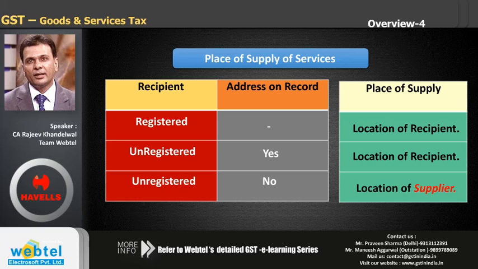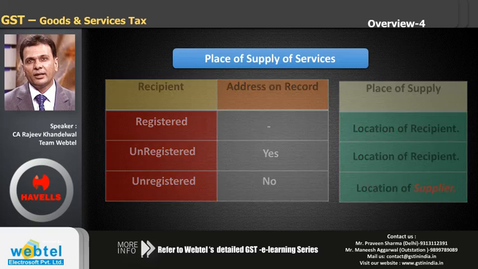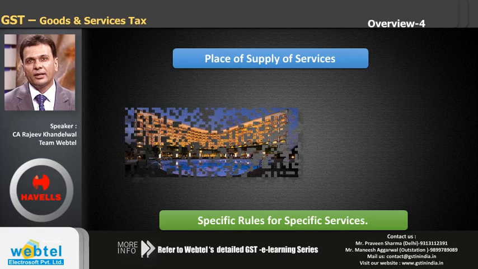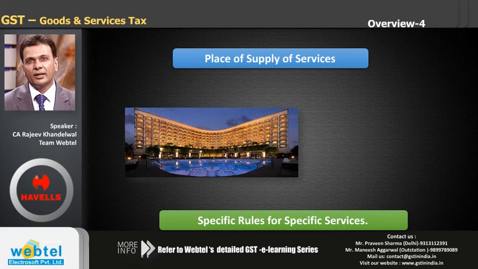And this was only the general rule. For specific services, there are specific rules. Like in the case of a hotel, the place where the hotel is located will be the place of supply. So a hotel situated in the state of Maharashtra, let's say Mumbai, the place of supply will be Mumbai.